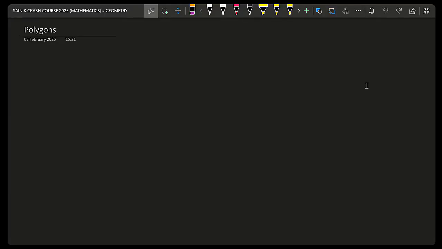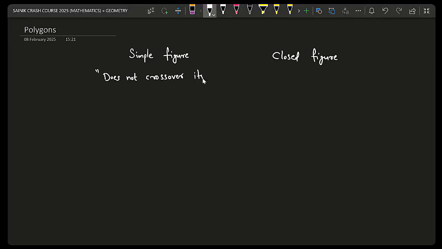So what is polygon? Before learning what is polygon, you should understand two terms. What is simple figure and what is closed figure. So what is simple figure? A figure which does not cross over itself is called simple figure.